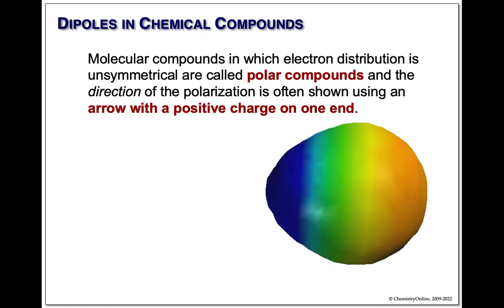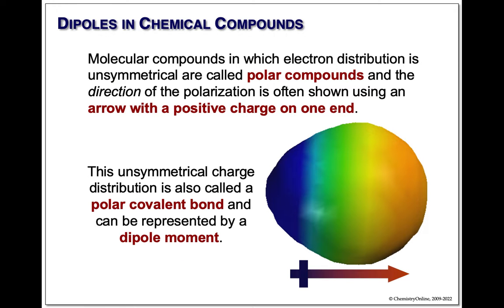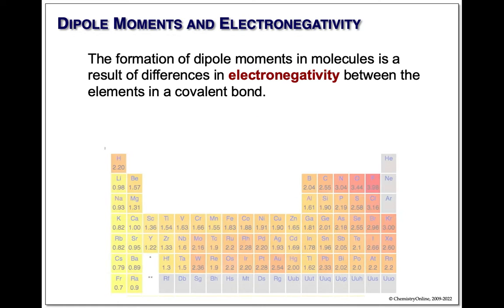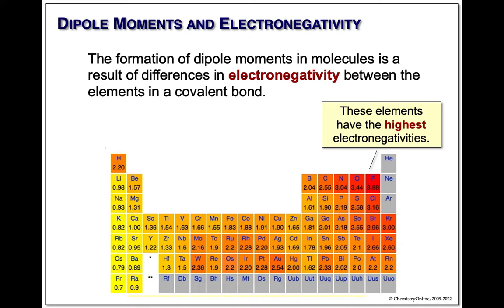A polar covalent bond you can show using a dipole moment. That's basically an arrow with a plus on one end. This shows the positive end of the molecule. This shows the negative. All right, why does this happen? It's a phenomenon called electronegativity.